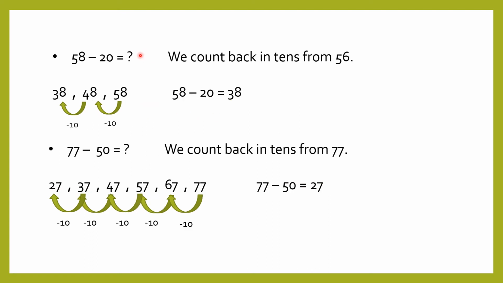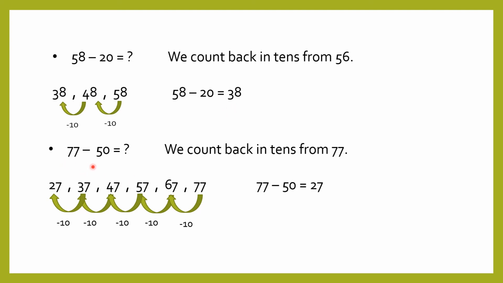You can also count back in tens. For example, I have 58 minus 20. If it is minus 10 or minus 20, minus 30, minus 40, so you count back in tens. Okay. So this is 58 minus 20. I'll start from 58 and I'll start counting back in tens. So minus 10. How many steps would I move back? This is minus 20, so I'll move back 2 steps. 58 minus 10 is 48, 48 minus 10 is 38. I move back 2 steps and my answer is 38.